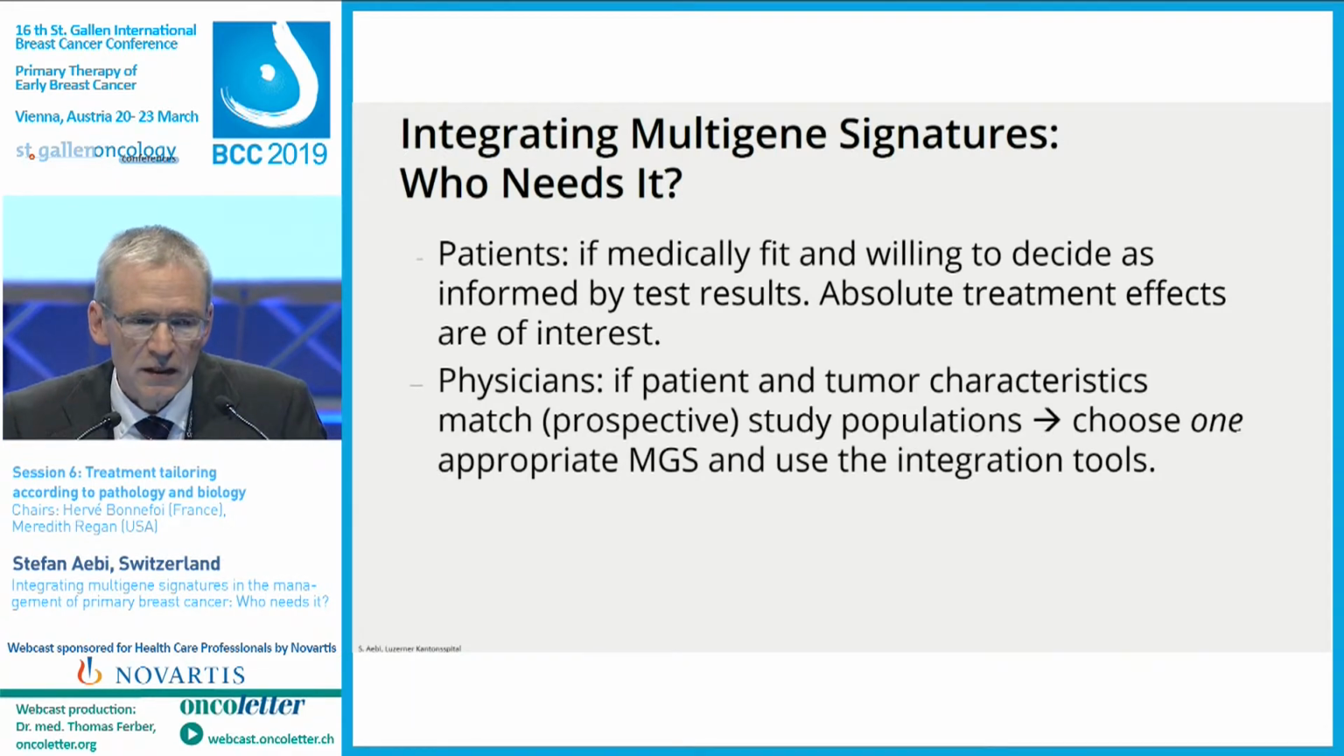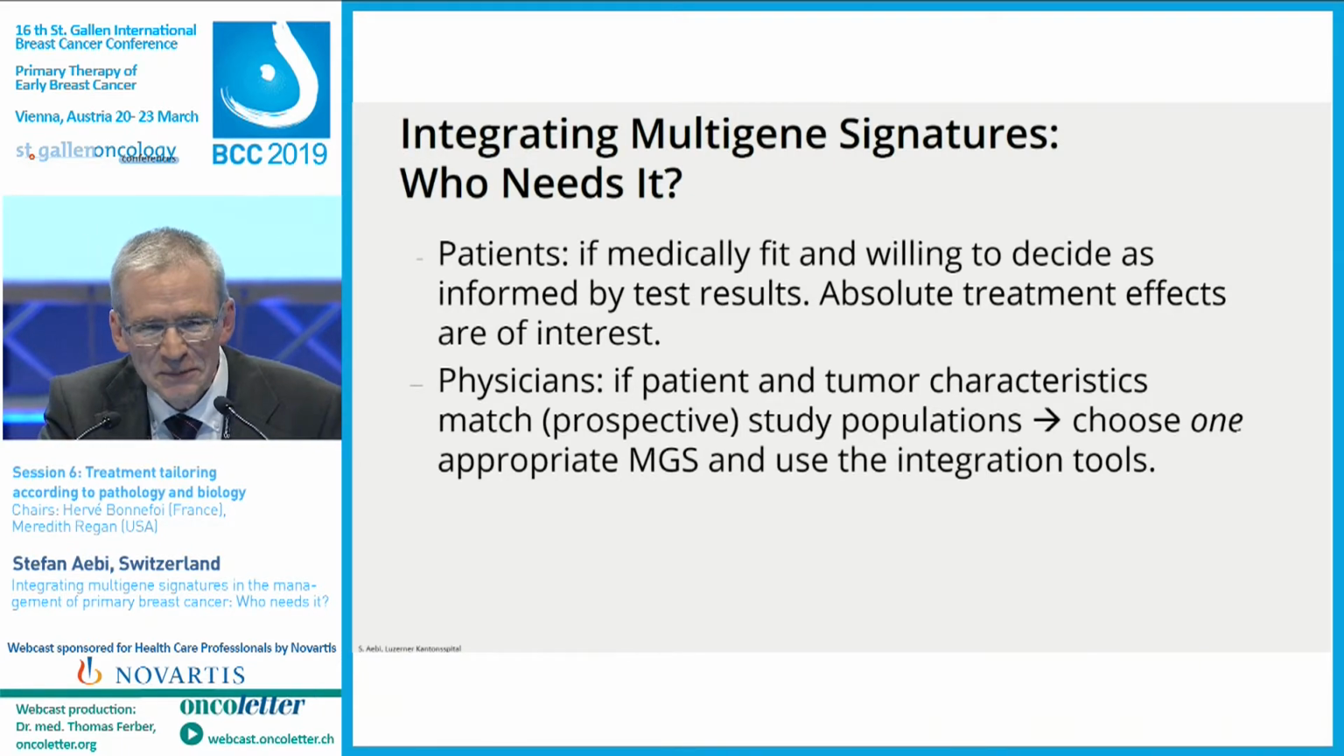Physicians need it if the patients and tumor characteristics match, preferentially, prospective study populations. And then physicians need to choose one appropriate multigene test and not two. So it's wrong to use one, not be happy with the result, and do another one. They do not correlate very well, and there is no reason to choose one or another.